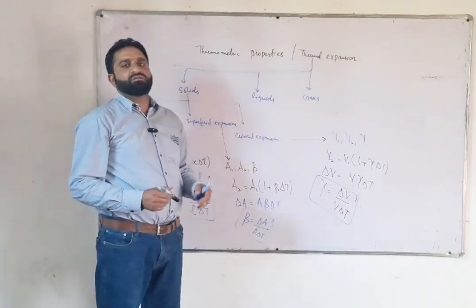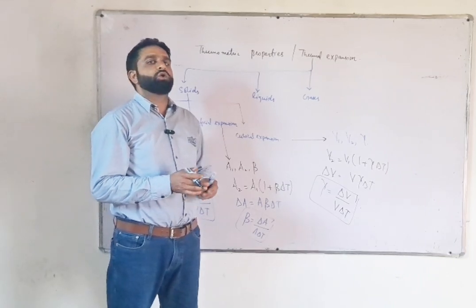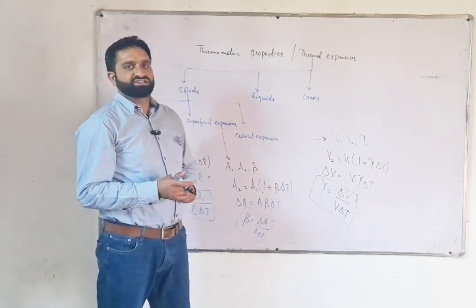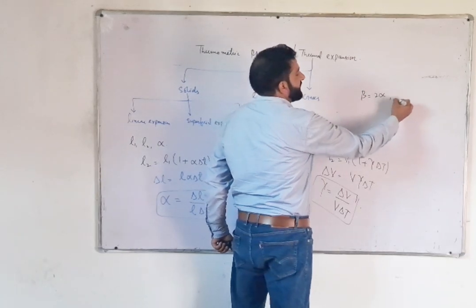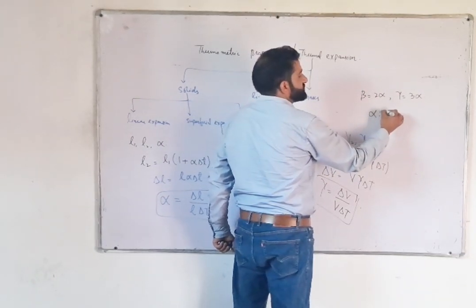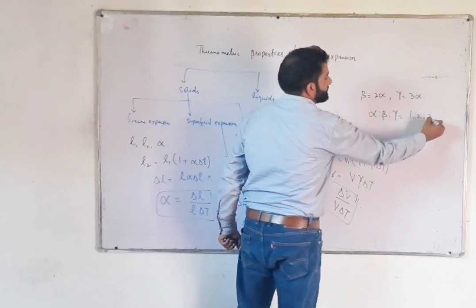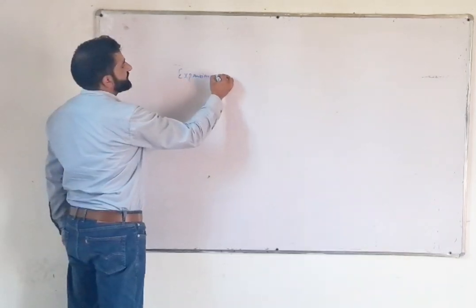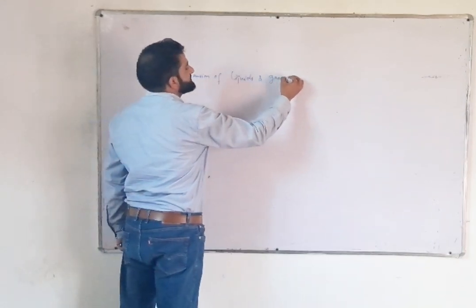The relation between the coefficient of linear expansion, the coefficient of superficial expansion, and the coefficient of volumetric or cubical expansion is: beta is 2 times alpha and gamma is 3 times alpha. Now we have that alpha is to beta is to gamma is equal to 1 is to 2 is to 3. Expansion of liquids and gases.